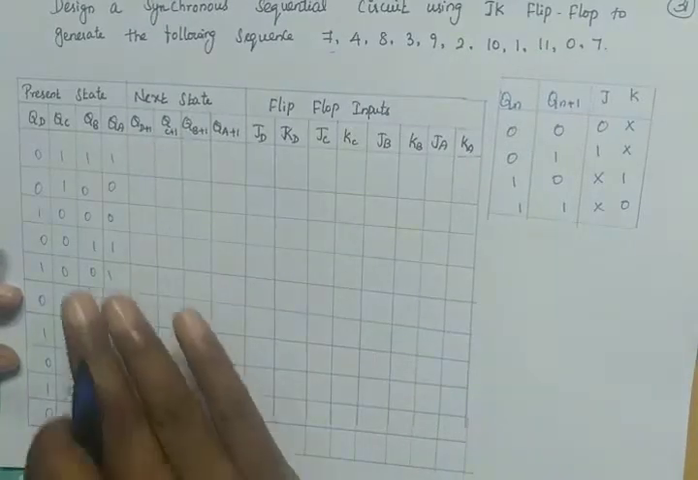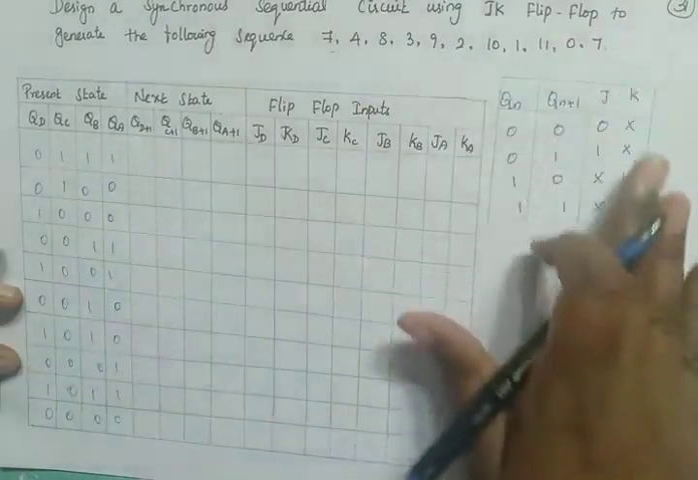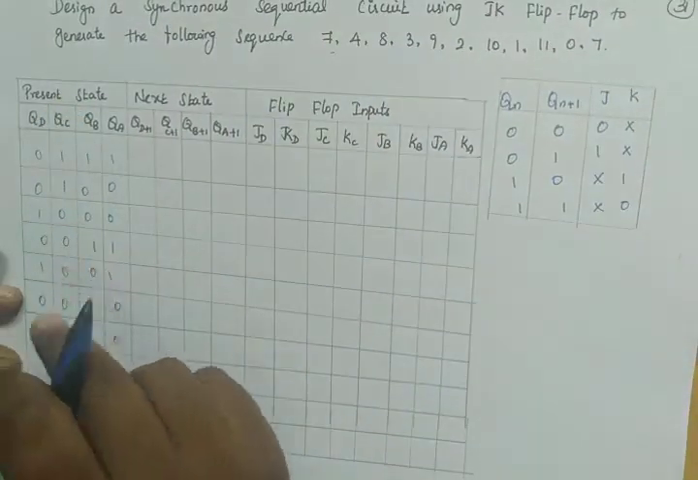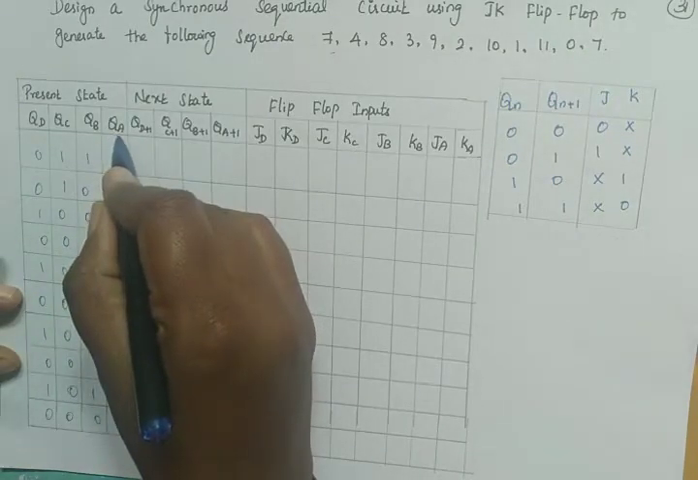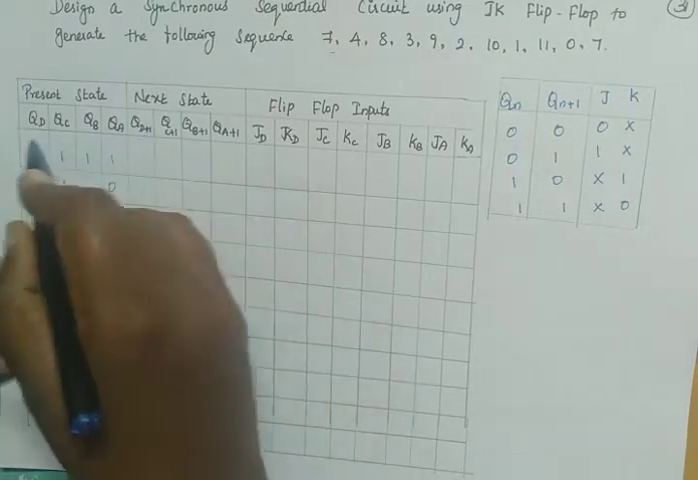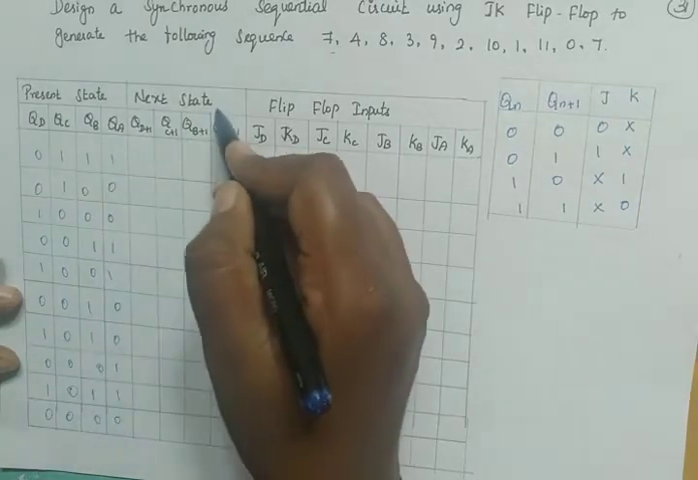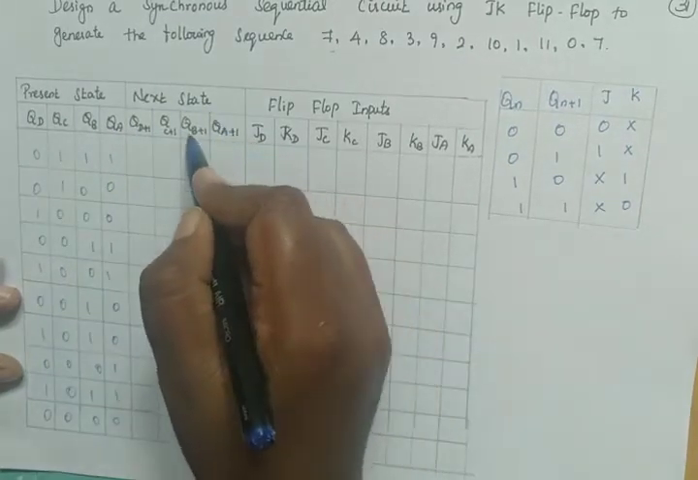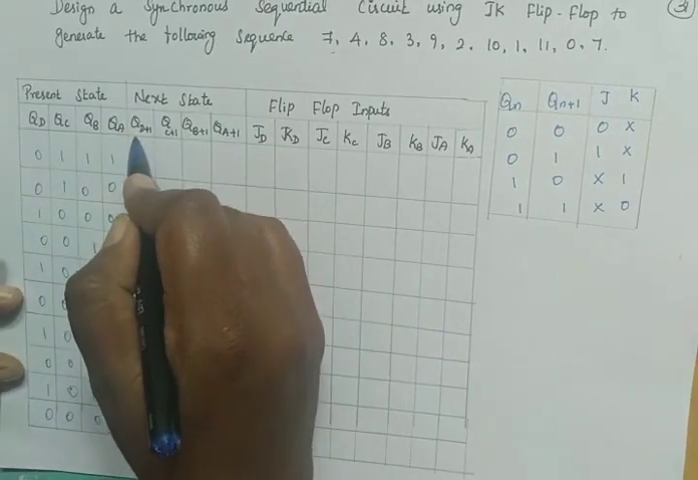Now we are going to represent this in the table. This is the present state. Let us take this as A, B, C, D. These are the present state. Then what will be our next state? The next state will be A plus 1, B plus 1, C plus 1, D plus 1.